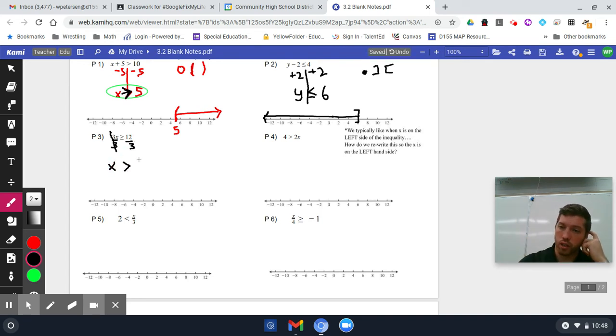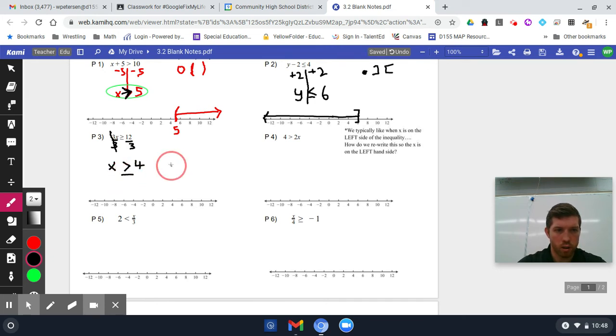Use your calculator just in case you're not sure. But that is 1, 2, 3, 4, 5, 6, 7, 8, 9, 10, 11, 12. 4 goes in 3 times, right? So 12 divided by 3 is 4. Go down to our number line. Oops, look at that little mistake I almost did.